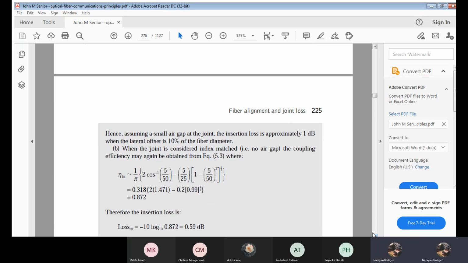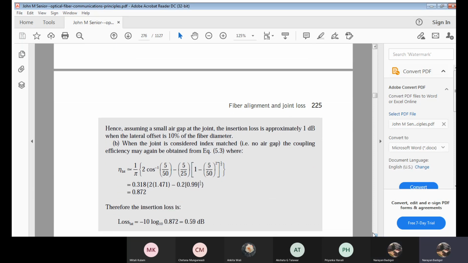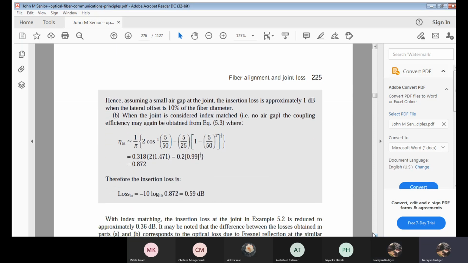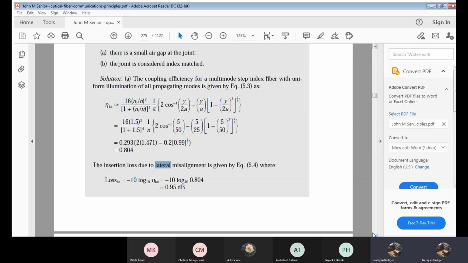Okay, next. Assuming a small air gap at the joint, the insertion loss is approximately 1 dB, and that lateral offset will be 10% of the diameter. Okay, next B. It means based on the above calculation, we have this statement. Okay, 1 dB loss. Next, what is B? What we tried to calculate?